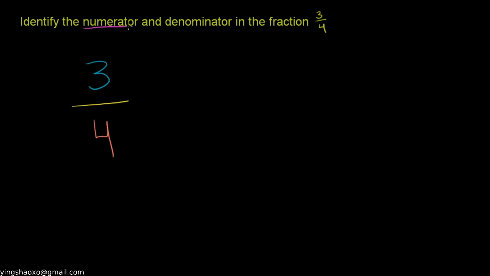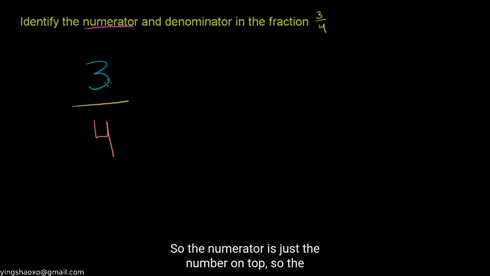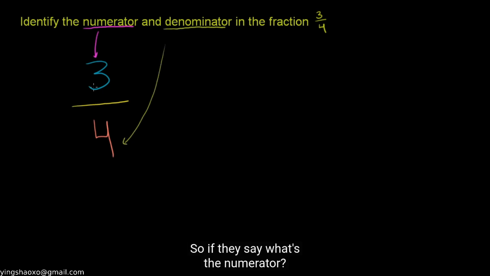The numerator is just the number on top. So the numerator is the 3 right there. And then they want us to find the denominator. The denominator is just the number on the bottom, the 4. So if they say, what's the numerator? 3. What's the denominator? 4. Just the number on the bottom. They could have just called this the number on the bottom, and this the number on top.